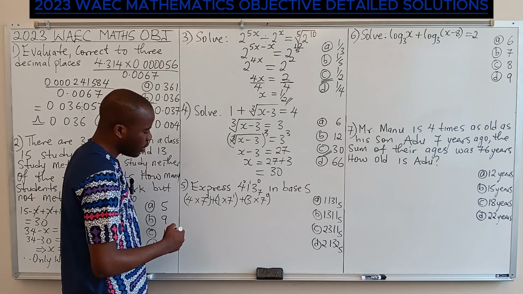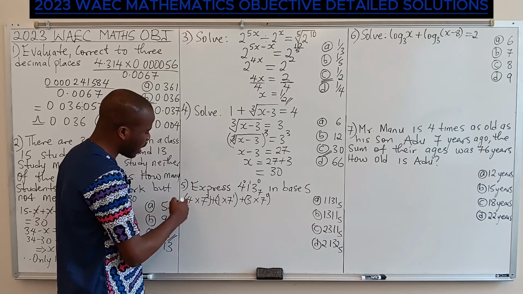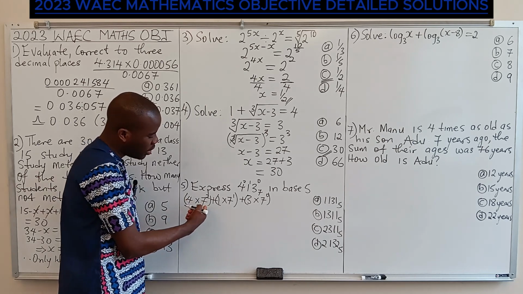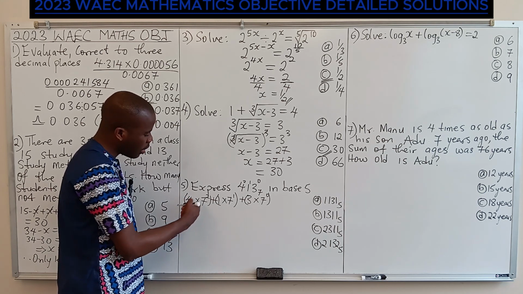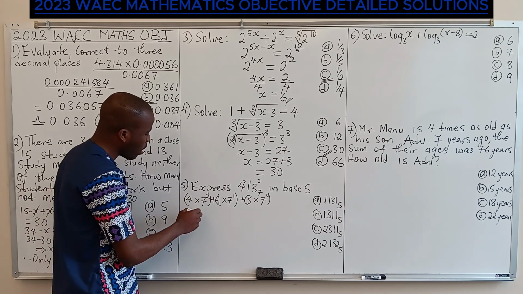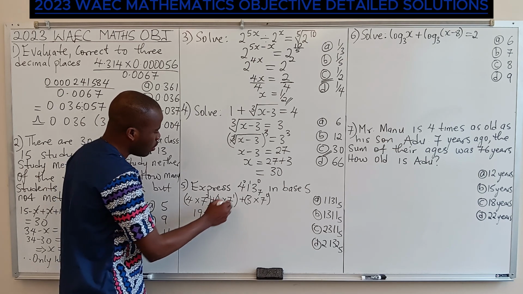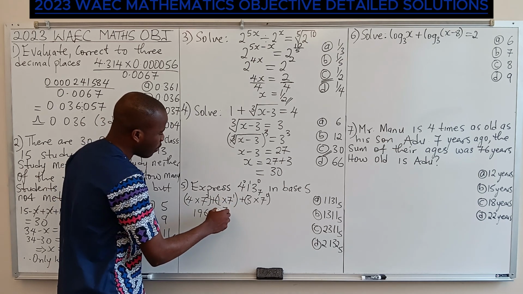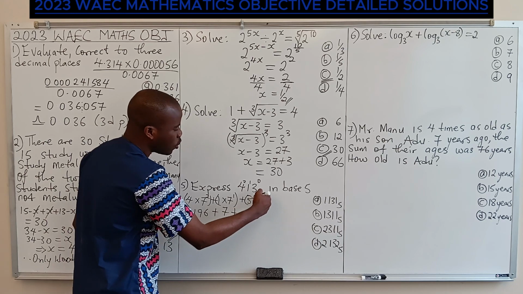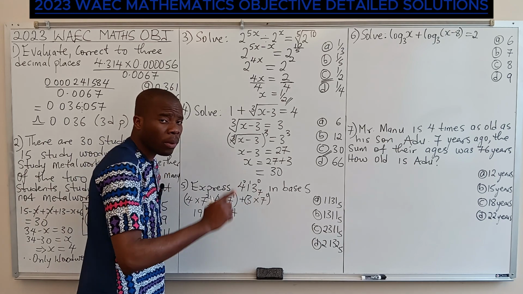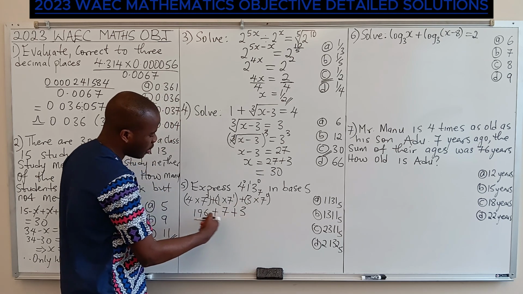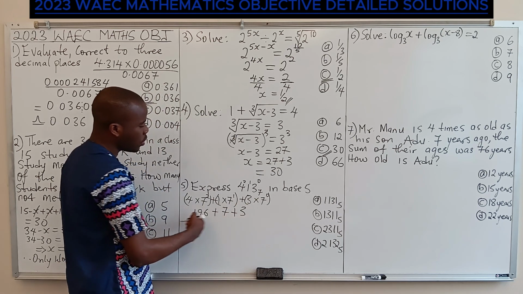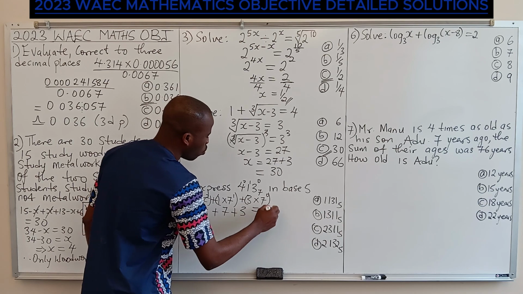7 squared is 49 and 49 times 4. We can do it easily. 50 times 4 is 200 and 200 minus 4 will be 196. 7 times 1 is 7. 7 to power 0 is 1 because any number to power 0 is 1, and 1 times 3 is 3. So 196 plus 7 plus 3 is 206. This will be 206.